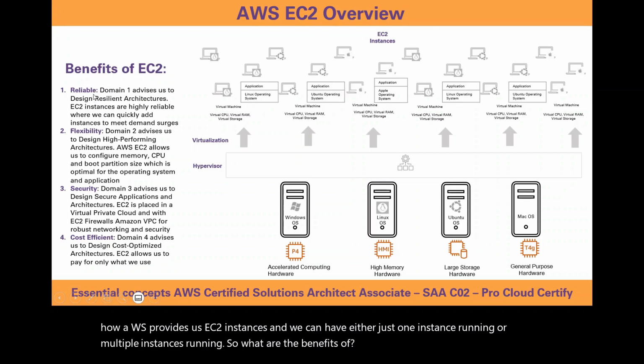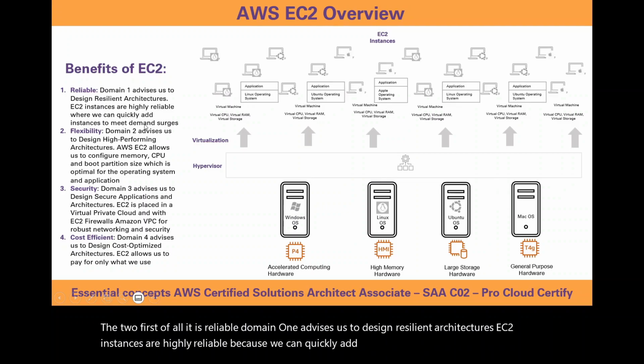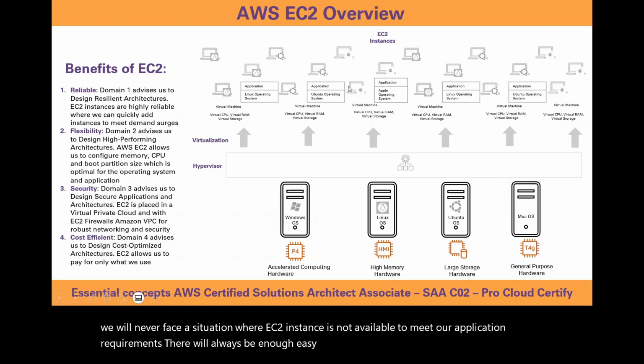First of all, it is reliable. Domain 1 advises us to design resilient architectures. EC2 instances are highly reliable because we can quickly add instances to meet demand surges. So we will never face a situation where an EC2 instance is not available to meet our application requirements. There will always be enough EC2 instances across various availability zones.